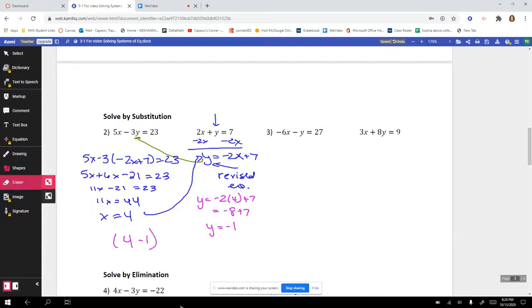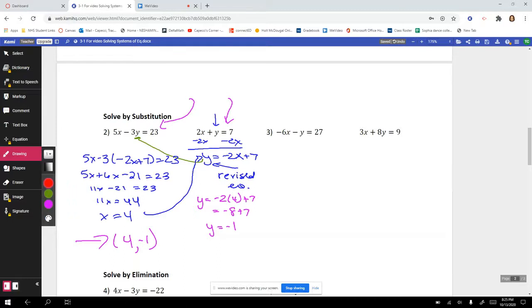Or if I were to have graphed these, it's my point of intersection. Now you could check this also. So I would really recommend this on a test. Substitute it back into the two original equations. And if you get true statements for both, then you know you're all set. We're going to just save some time here, and we're not going to do the check step.